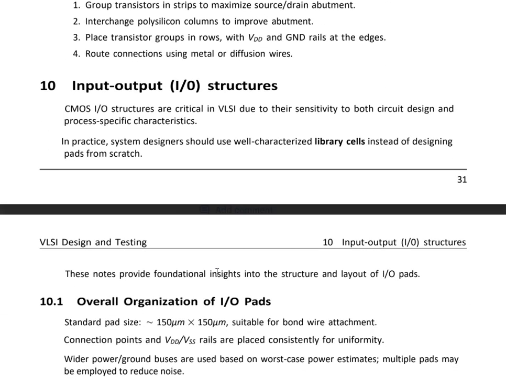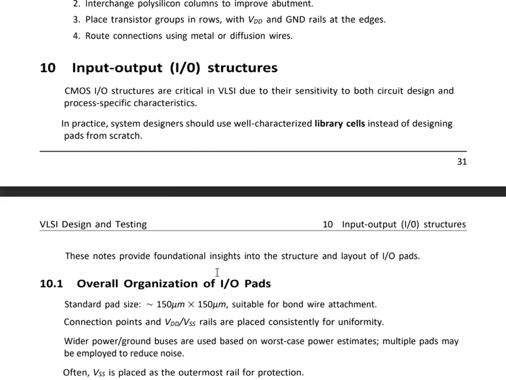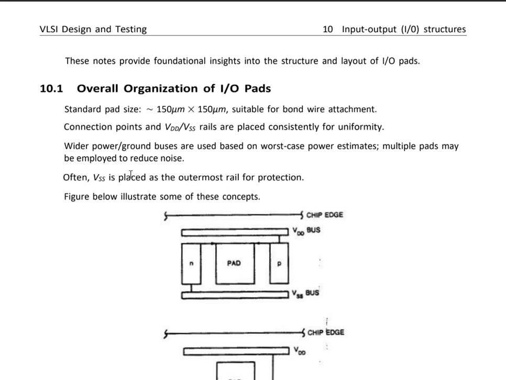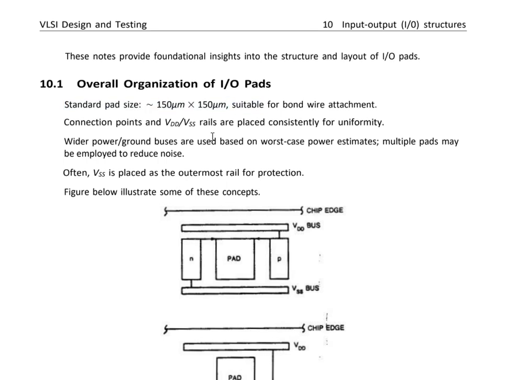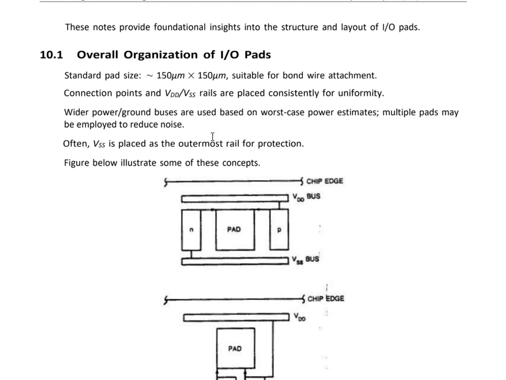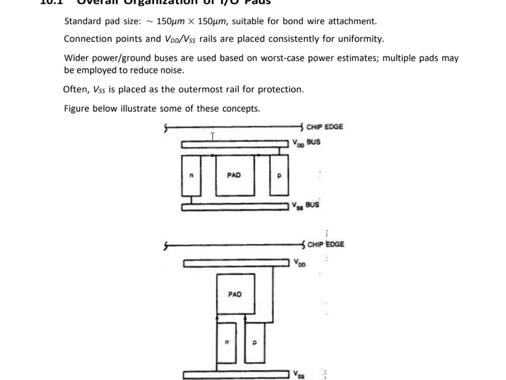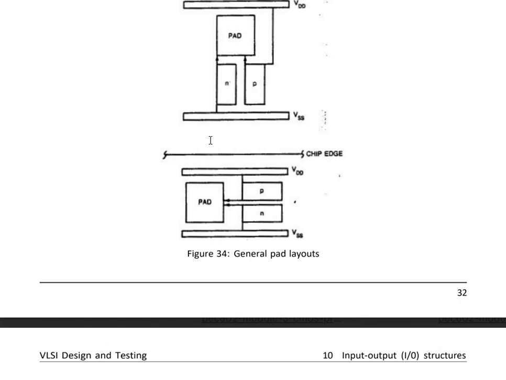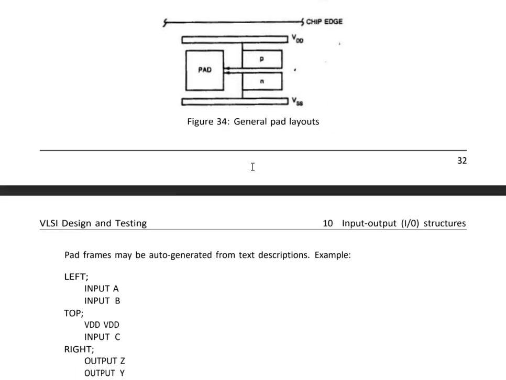Similarly, the next concept is input-output structures, also called IO structures. It is critical in VLSI due to its sensitivity to both circuit design and process-specific characteristics. There are certain library cells that are used for designing. So this is the connection, that is the standard pad size is 150 micrometer by 150 micrometer, and the connection points are VDD or VSS, placed consistently for uniformity, and VSS is placed as the outermost rail for protection. So this is the general pad layout.